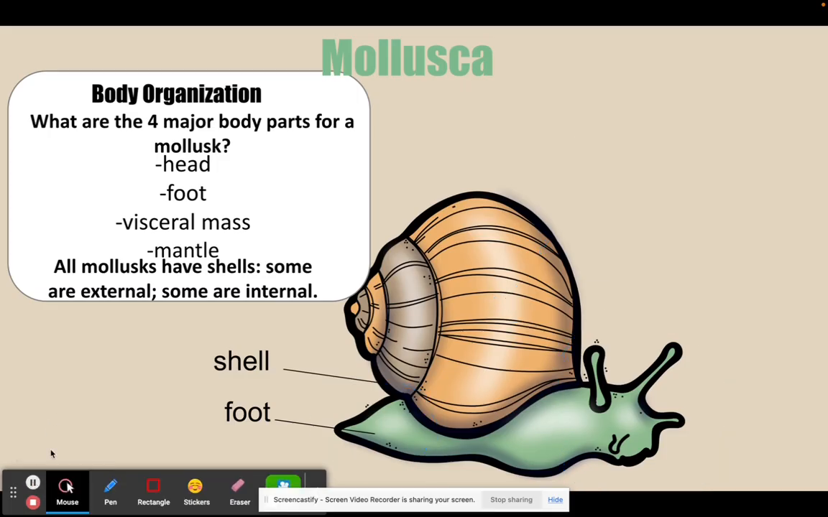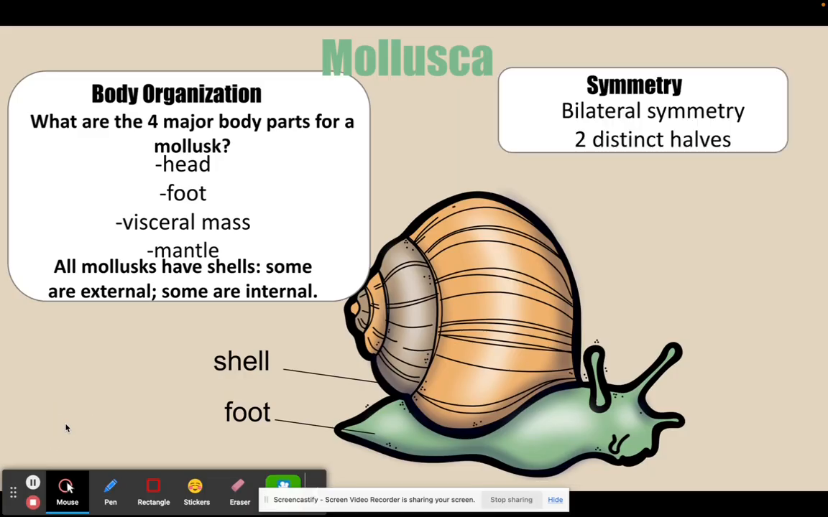Now, if there's a head region, you might be thinking that this must mean they have a specific type of symmetry, right? All mollusks are bilaterally symmetrical, which means that they have two distinct halves.